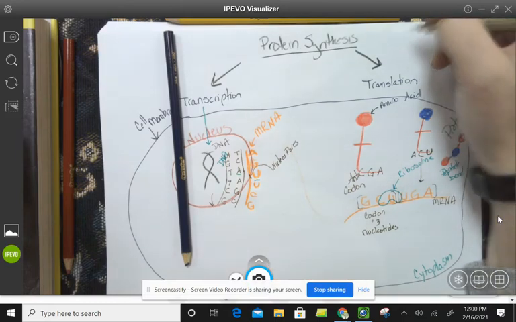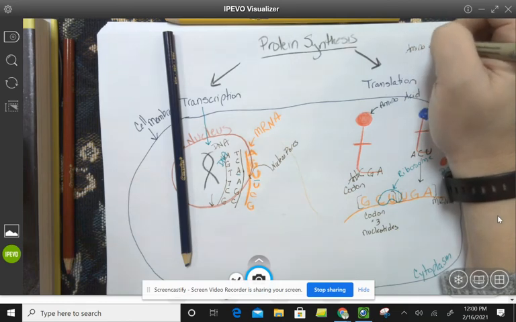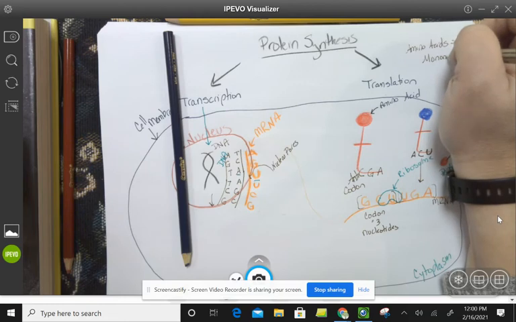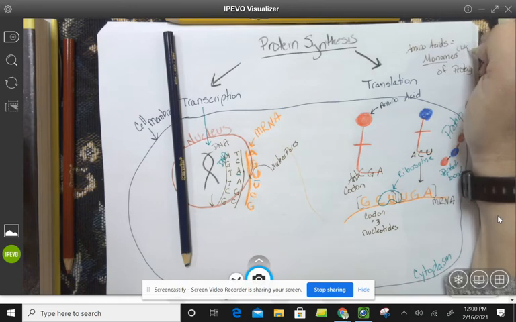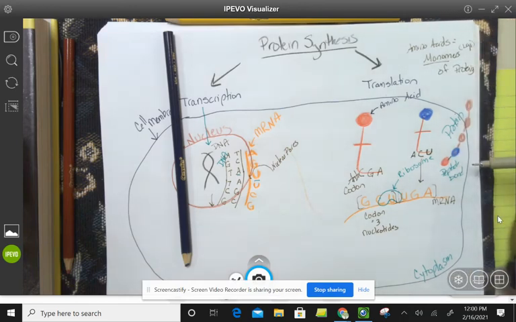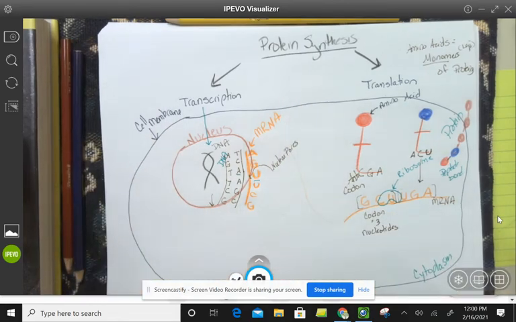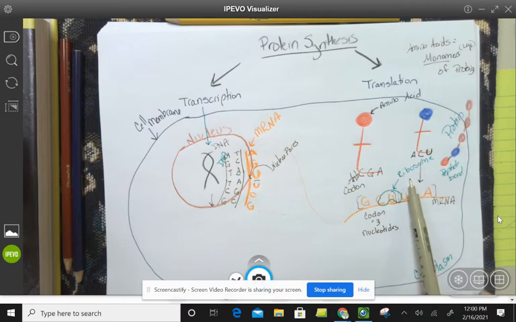So some things to remember. Amino acids are the monomers of proteins. Okay, so the one Lego piece of the protein castle. And that's it. That's protein synthesis, guys. That's transcription. This is translation.